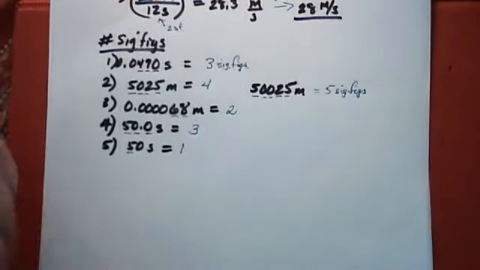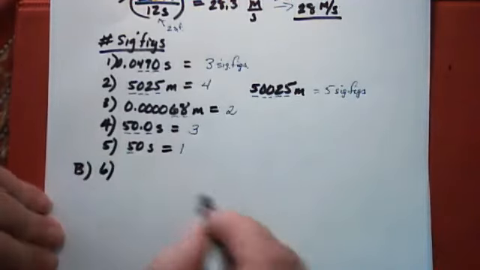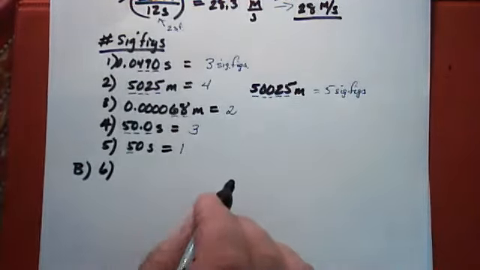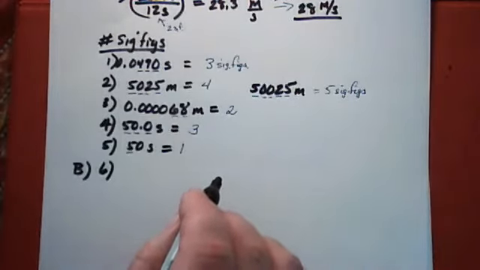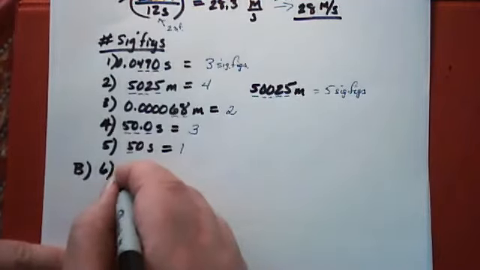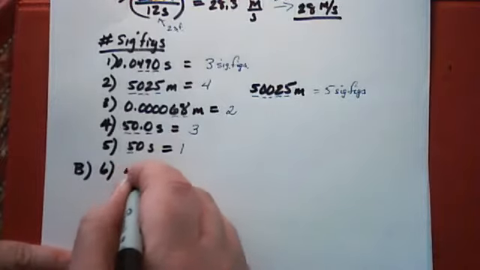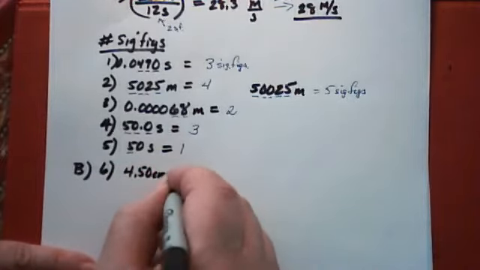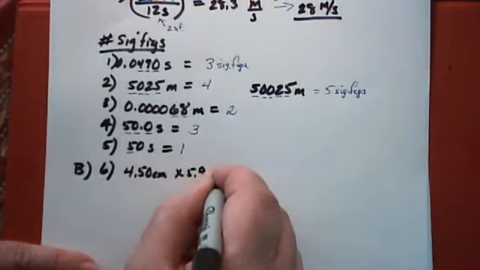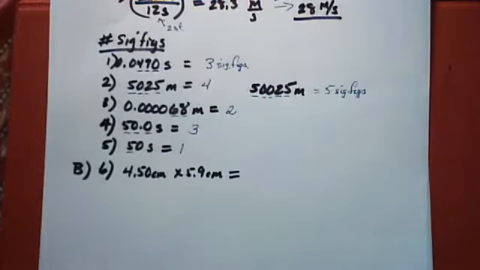And down below here, we have some other calculations. We have number 6. This is under part B. We're supposed to do the calculation and first say the number of significant figures that should be in the answer. Okay, so let's see. Our first number is 4.50 centimeters times 5.9 centimeters, and that's equal to, and we're supposed to predict the number of significant figures in the answer before we actually give the answer.